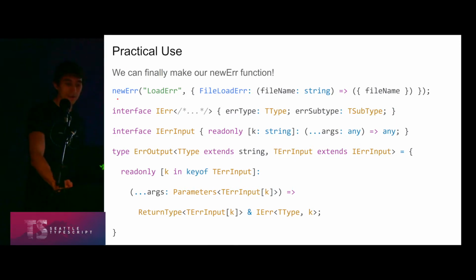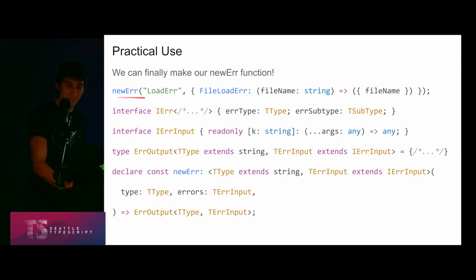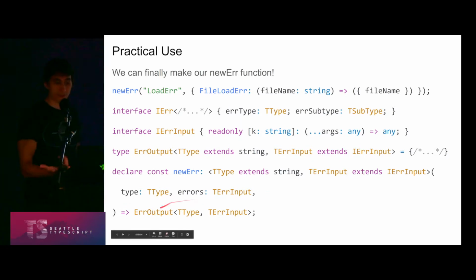The new error function is then going to look like this. He's just going to take the type, so the main type, this load error, and then the input, which is going to be this big object we just discussed, and he's just going to have those as parameters, and the output type as his return value. So that's it for the new error function.